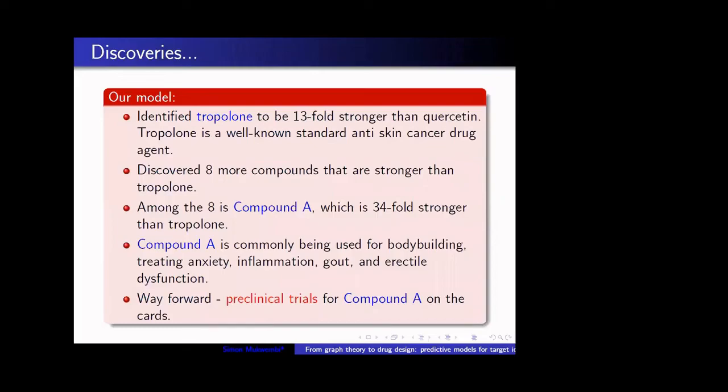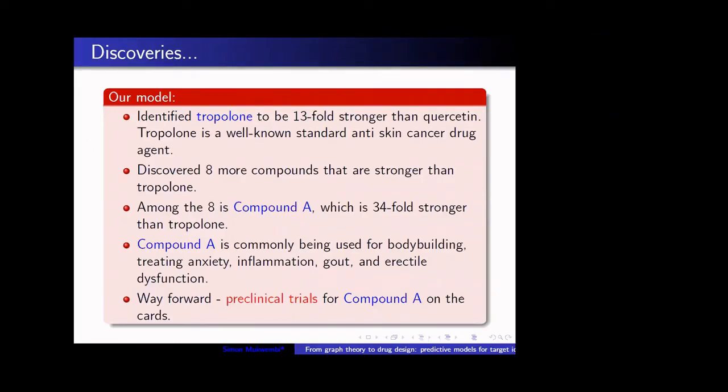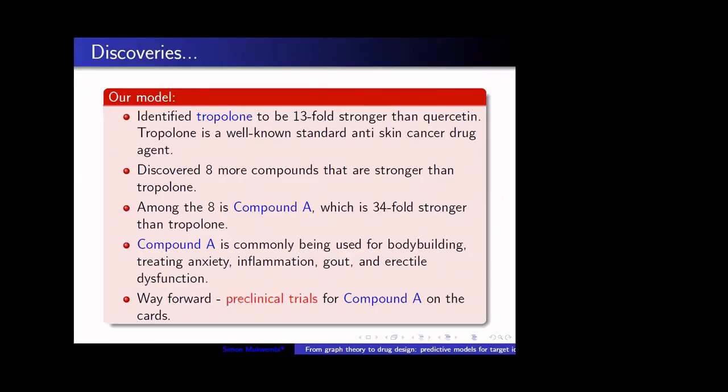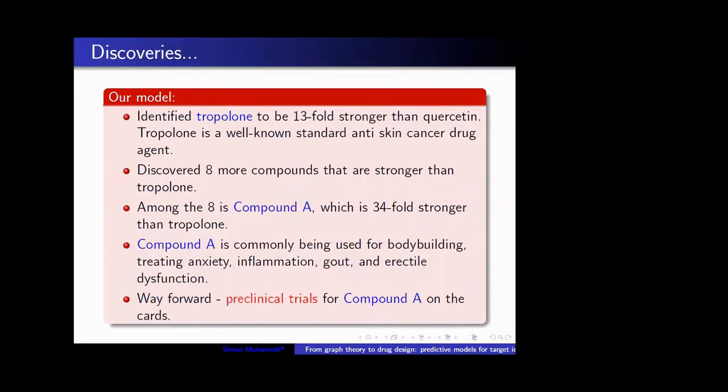Can you go back to your last slide? I don't know if maybe I missed it in the presentation, because there is a point where you say compound A is four-fold stronger than tropolone. What is compound A? Maybe I missed it. But I was wondering, we need to know this compound, the one four-fold stronger than tropolone. Perhaps it might be quite helpful.